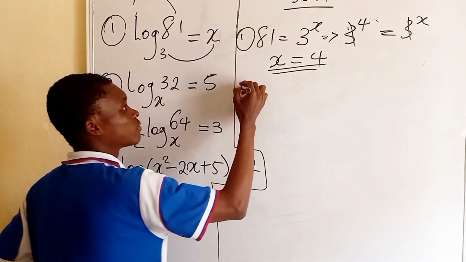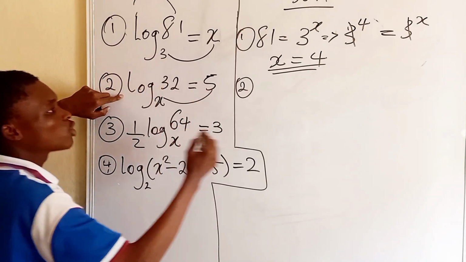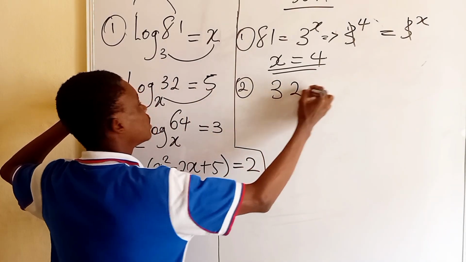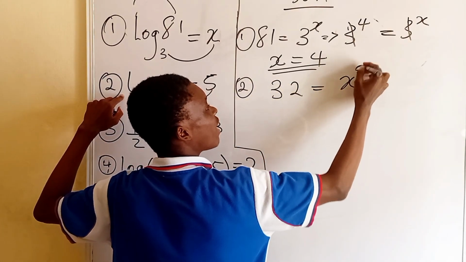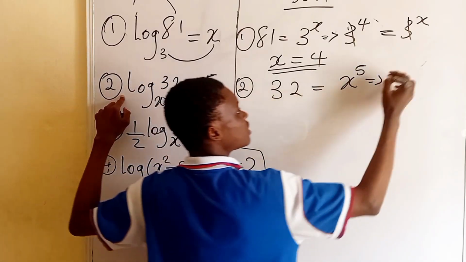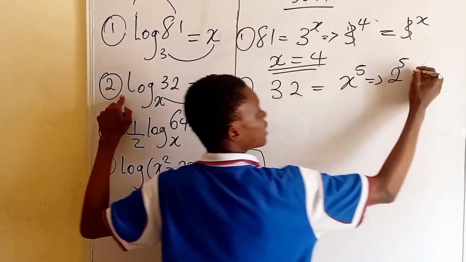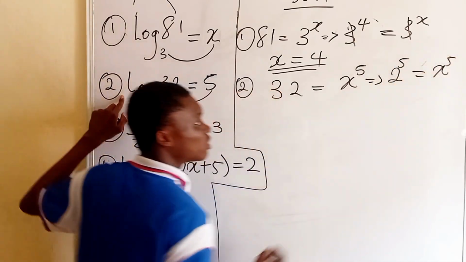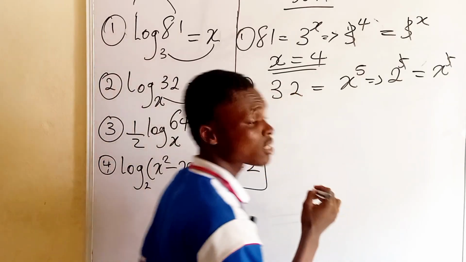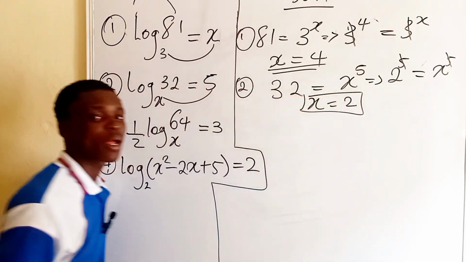The next one, the same thing. This one is coming over here and this one is going backward. So this is 32 equals x to power 5. So this implies that 32 can be written as 2 to power 5, and this equals x to power 5. So what happened? The 2 brings this base and x equals 2 is the right answer.